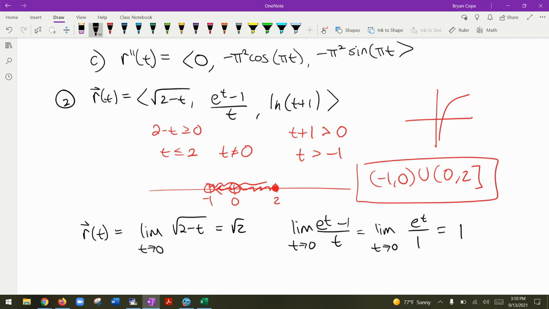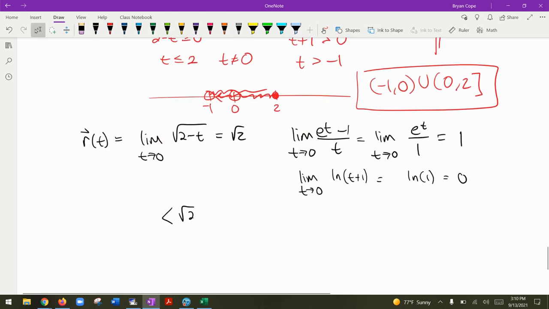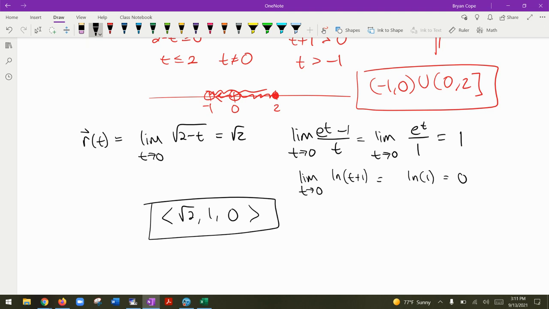Okay, and then the last one, is that an easy one? Yeah, as t goes to 0, the last one is the limit as t goes to 0 of the natural log of t plus 1. That gives us the natural log of 1, which is 0. So this means that our actual limit answer is a vector: root 2, 1, 0. That's our answer.